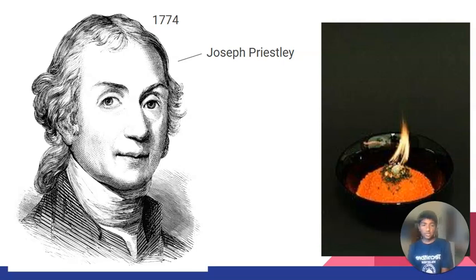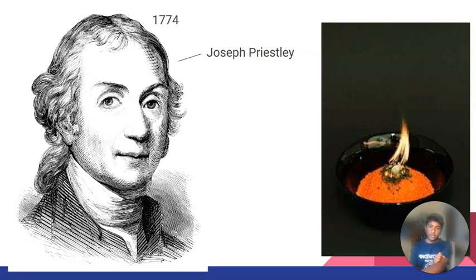So when Joseph did this to mercuric oxide, he noticed that the residual gas left over was a different element that they hadn't found at that time. So he saw it and was like, hey, that's a new element. And then he named it oxygen, as we know it today. And mercuric oxide is a different oxide that contains oxygen and other elements too.